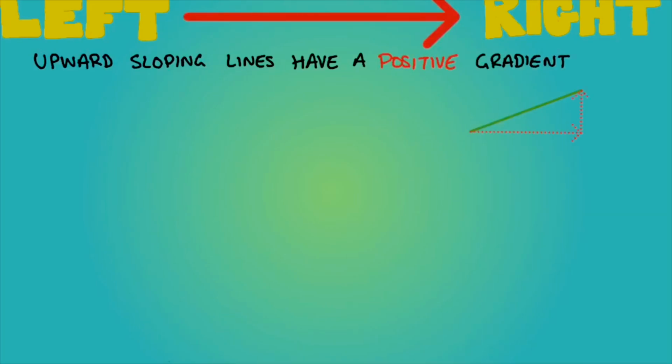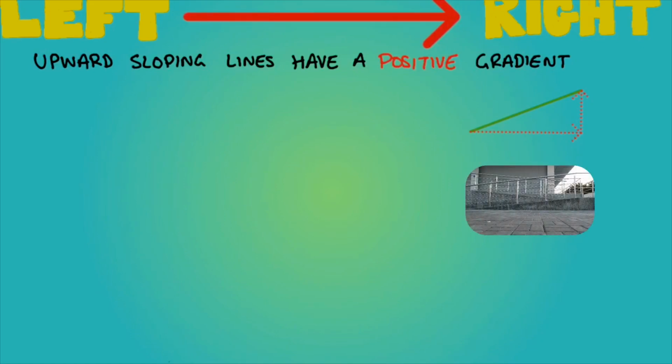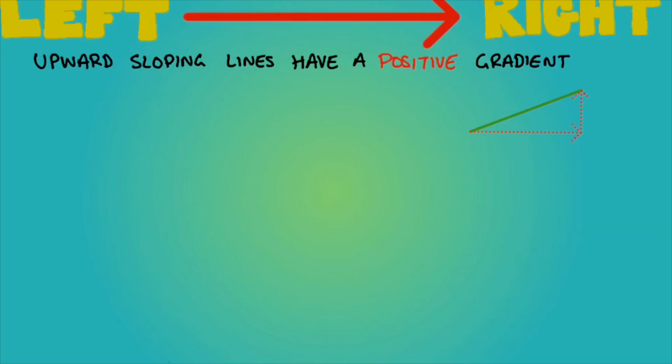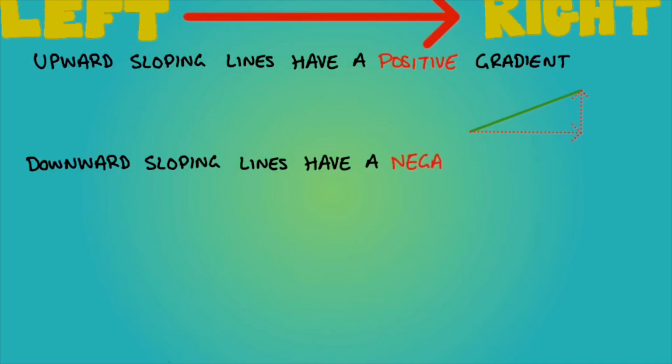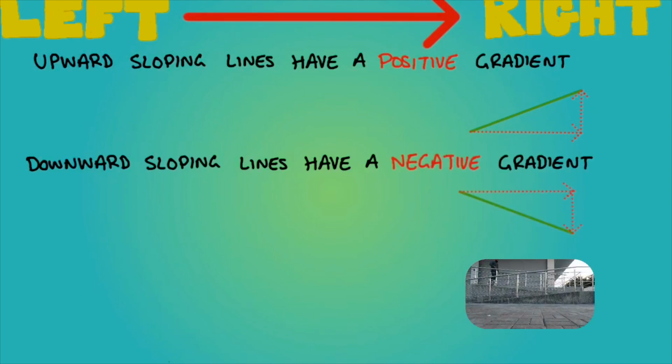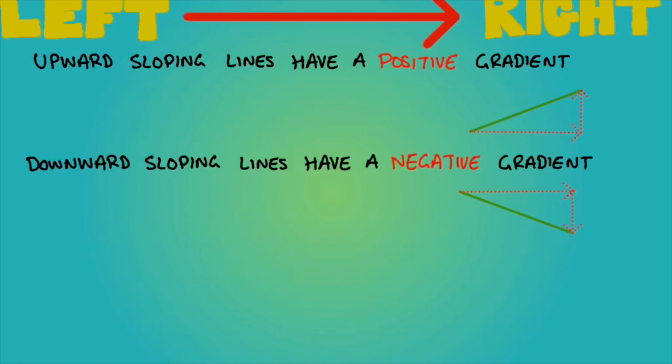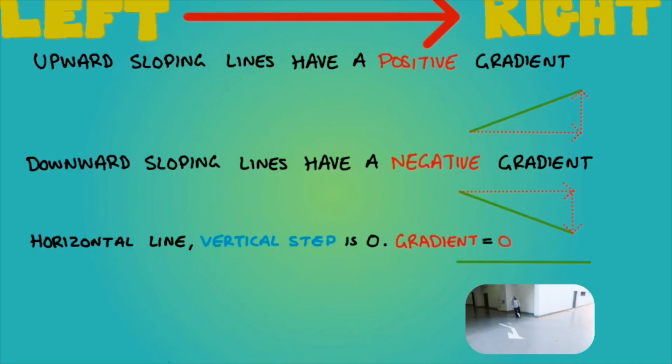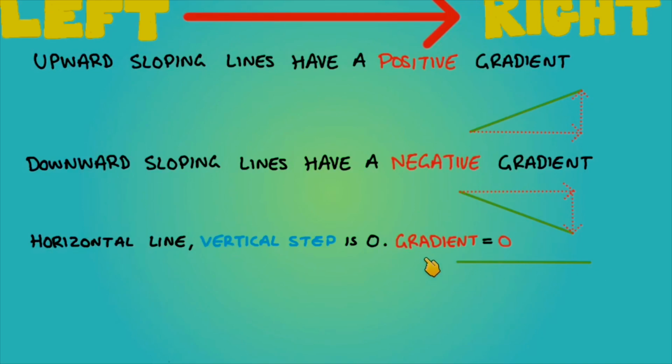There are 4 classifications for gradient. Upward sloping lines have a positive gradient. So any straight line that is going from left to right in an upward direction has a positive gradient. Next, we have a downward sloping line. Now, all downward sloping lines have a negative gradient, like this one shown here. Thirdly, what if we had a flat surface, so a flat road without any incline or any decline? That would be a horizontal line. So any horizontal flat line has a gradient of 0.